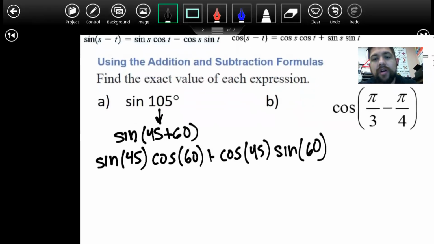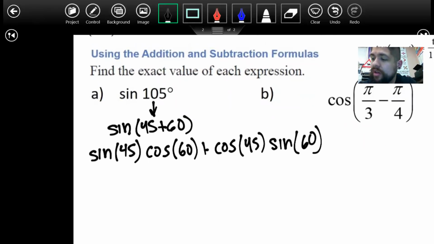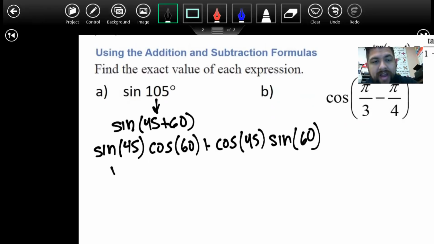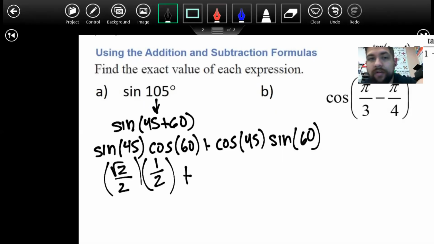And again, now we're just doing the simplifying, right? So we're going to approach our unit circle to try to solve. Sine of 45 is rad 2 over 2. So this is one of my terms. Cosine of 60 is 1/2. Then we're going to add it to cosine of 45, which is rad 2 over 2. And then sine of 60 is rad 3 over 2.